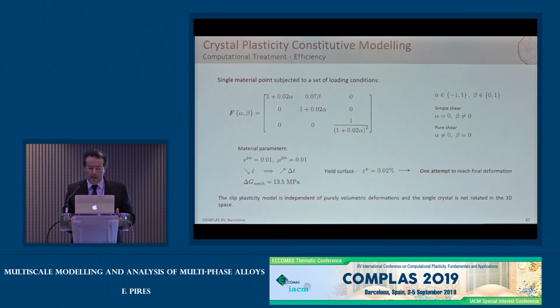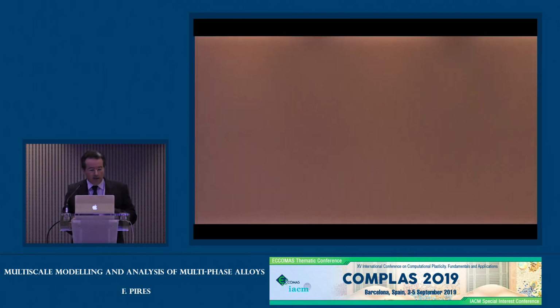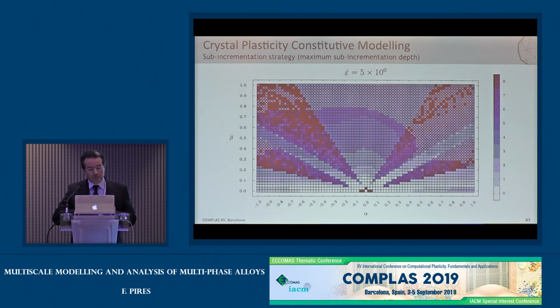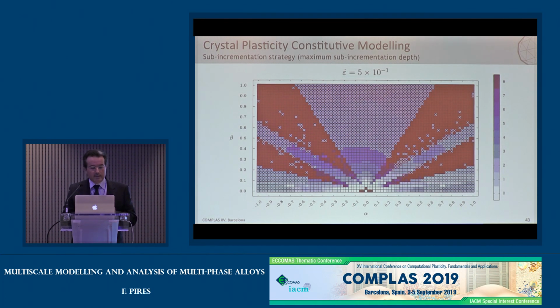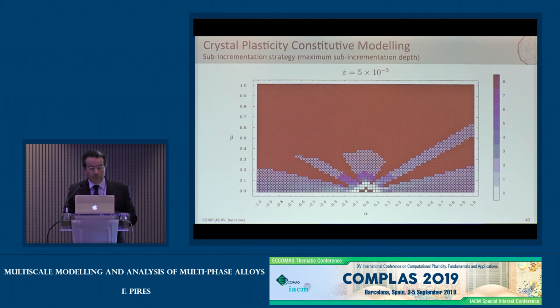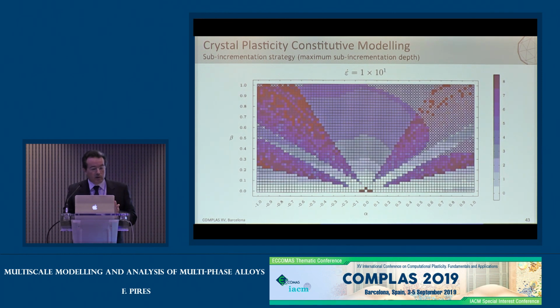Just to show the power and the importance of doing this, I'll use one single Gauss point with a deformation gradient that can range from pure shear to simple shear, with the material parameters that I have there. And on the next slide, I'll show the convergence ball. What we can see on the top is the strain rate. As the strain rate approaches the rate-independent solution, the red space basically shows you that we were not able to converge.